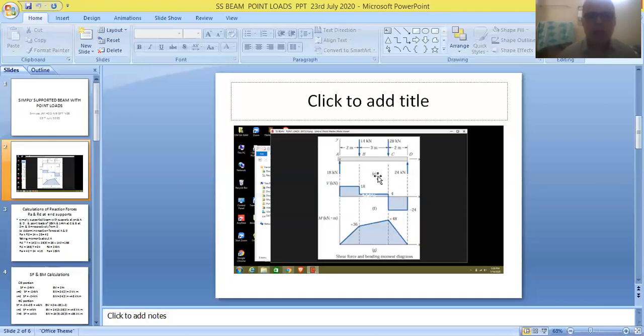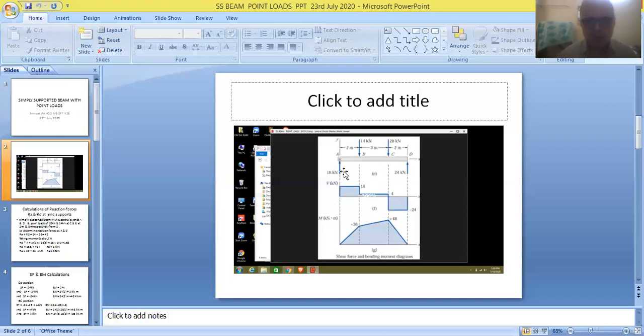Friends, it is not given directly in the problem, but this distance is given as 2 meters, this distance is given as 3 meters, and finally the third distance is again given as 2 meters. All these values put together will be 7 meters. So this is the distance between the ends of the beam. Therefore, the length of this simply supported beam is 7 meters.